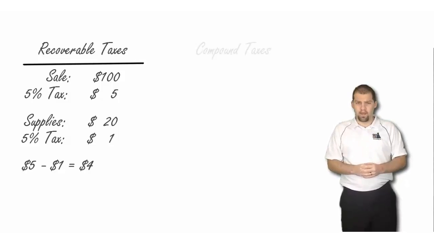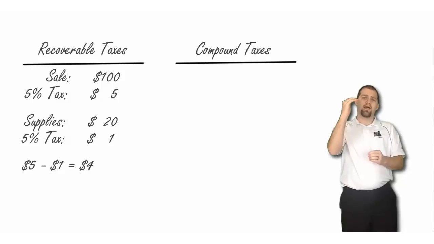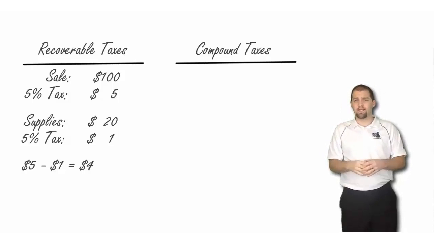Now let's look at a compound tax. A compound tax is a secondary tax that is charged after a primary tax. And it charges the tax percentage on the total amount of the sale and the taxes that were collected previously, hence its name, a compound tax. It's probably better to explain through an example.